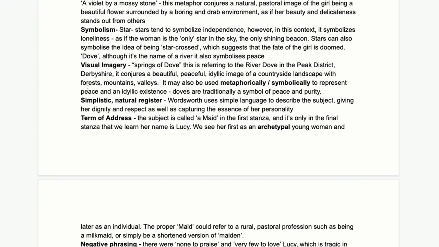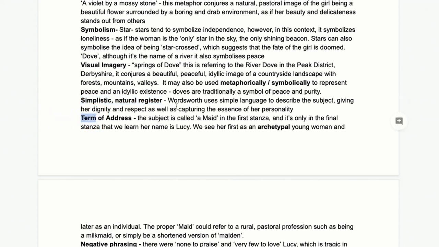So I'm going to skip visual imagery because it's again going more into the idea of dove. We have a simplistic and natural register. Register is the words that you choose to use in anything. So we always speak in a register, but sometimes we're really aware of the register we're choosing. Sometimes it's just natural. So in this case, it's a very simplistic register. So he's deliberately choosing simple, pure words to copy the character of Lucy, to show her simple, pure character, and to show that he treats her with dignity and respect, and that he respects her personality as a simplistic but very beautiful being.